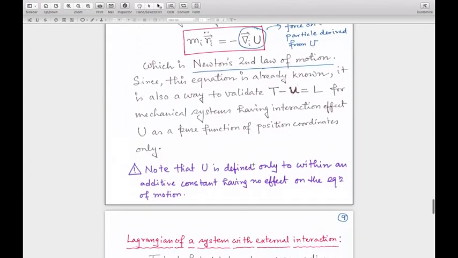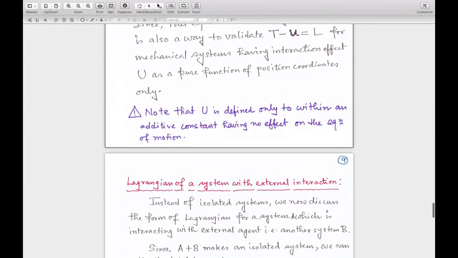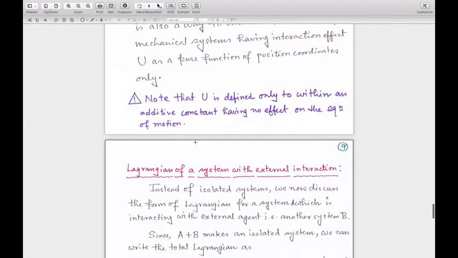Now note that U is defined only to within an additive constant. That is also true from your knowledge of Newtonian mechanics, that potential energy is always defined with respect to an arbitrary base reference. And that additive constant has no effect on the equation of motion.